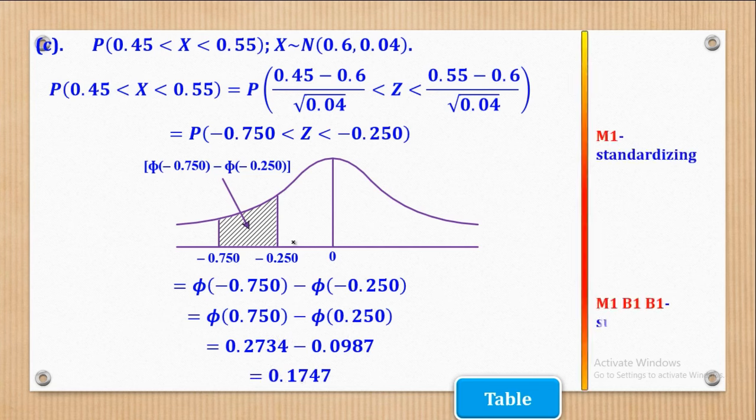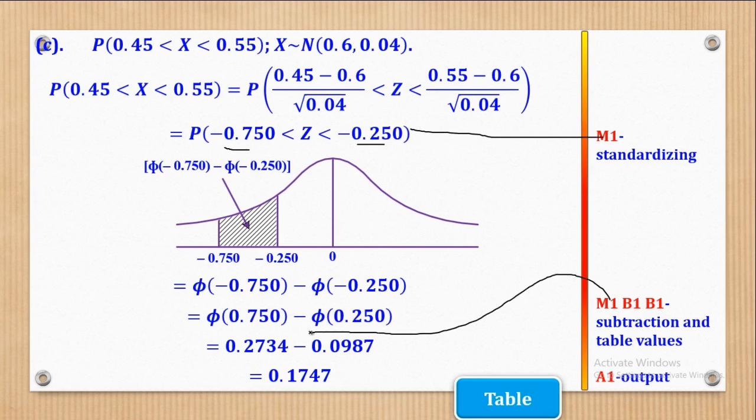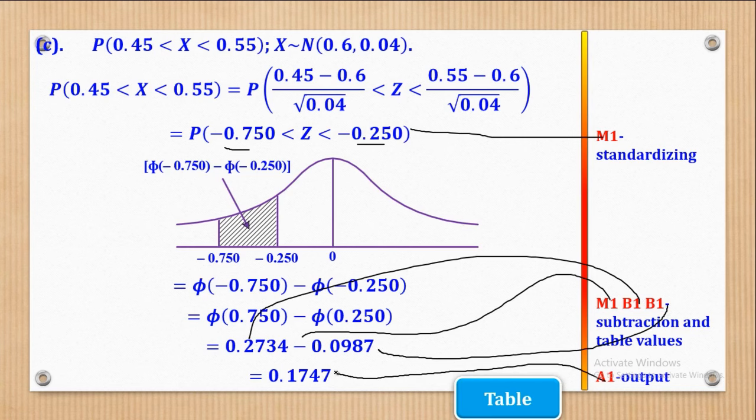Now let's see how marks can be awarded. M1 for standardizing, they should be to 3 decimal places. M1 for this subtraction, B1 for this first Z value, another B1 for this second Z value, A1 for the output after subtraction.